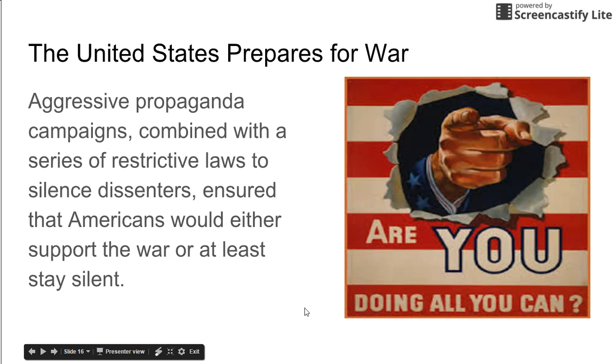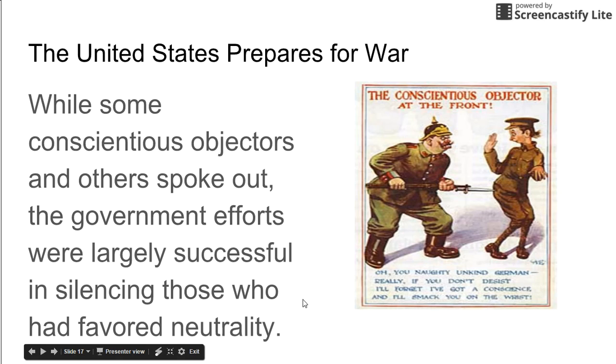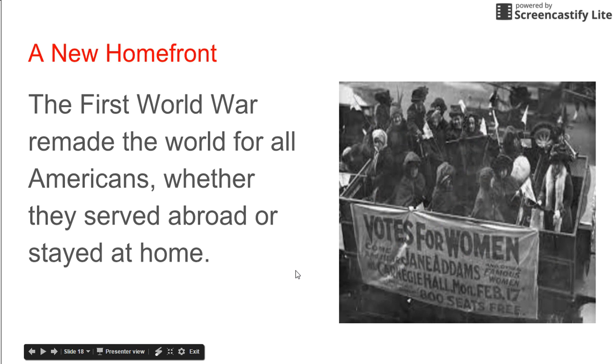Aggressive propaganda campaigns combined with a series of restrictive laws to silence dissenters ensured that Americans would either support the war or at least stay silent. While some conscientious objectors and others spoke out, the government efforts were largely successful in silencing those who had favored neutrality. The next heading is entitled, A New Home Front.